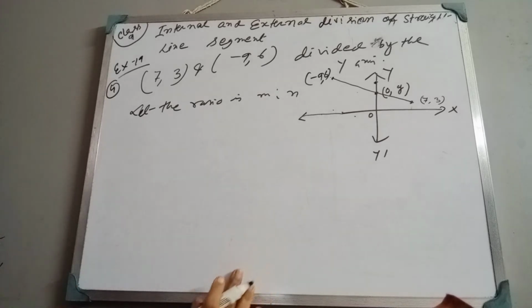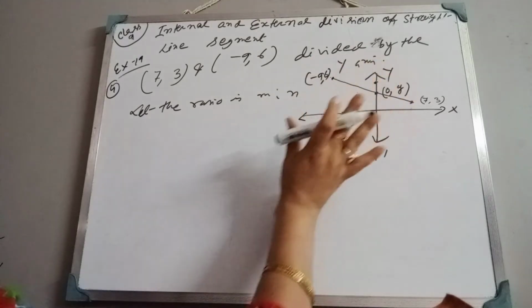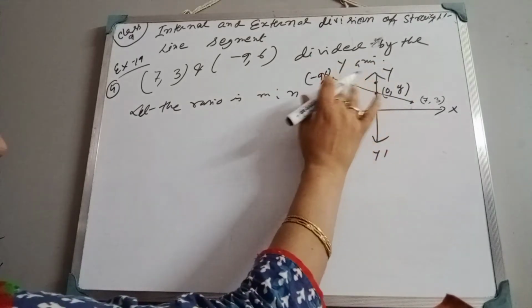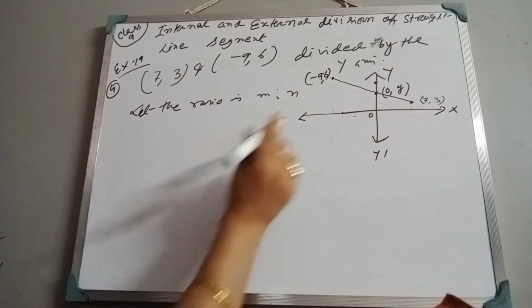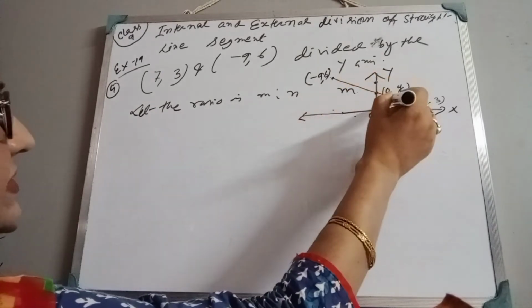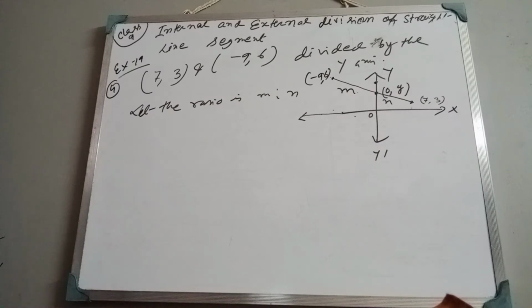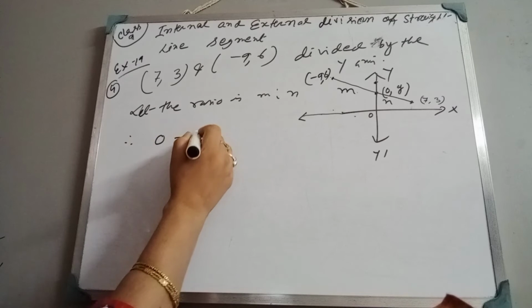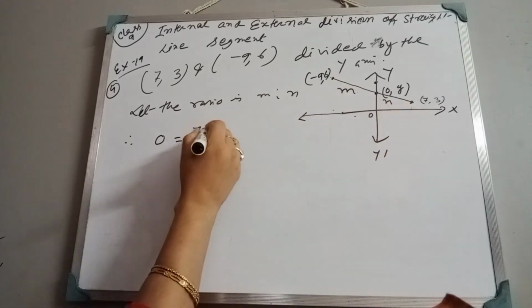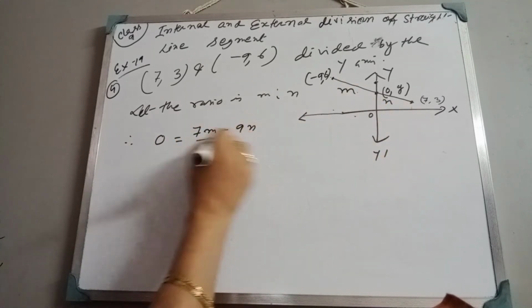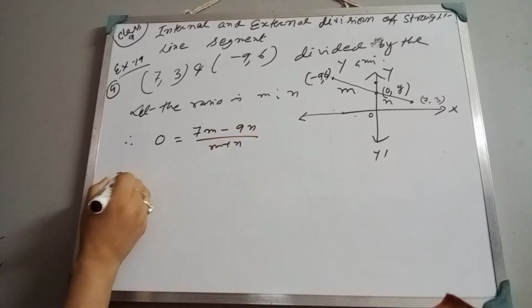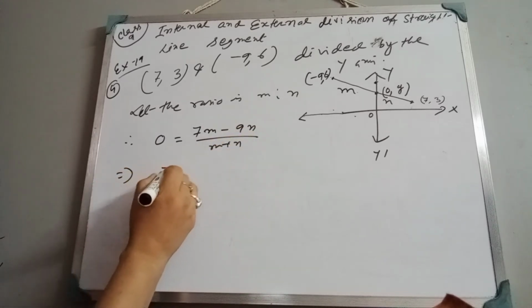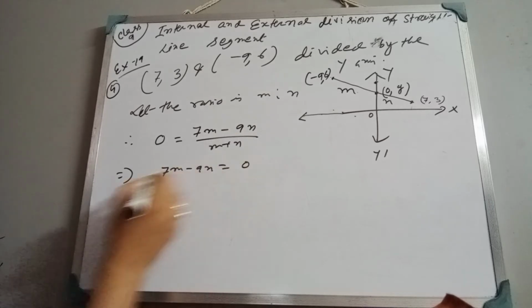And this line segment joining these 2 points is divided by the y-axis in what ratio? That is the question. Let this ratio be m is to n. So this is m, this is n. Now what will we write? 7m minus 9n by m plus n is equal to 0. According to the problem, 7m minus 9n by m plus n. Now do the calculation. So it is coming 7m minus 9n equal to 0.